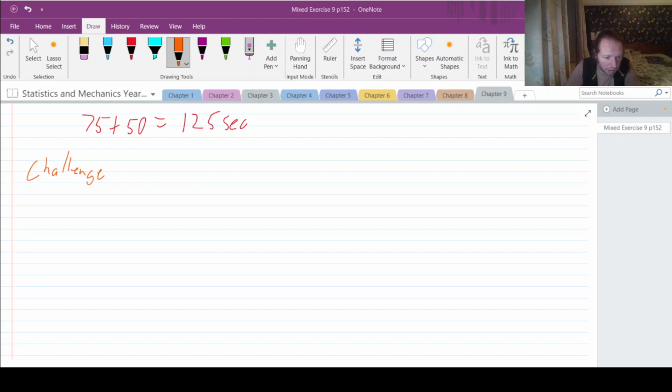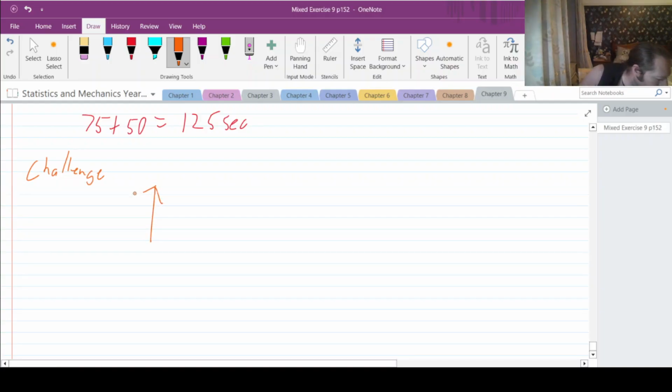Here we are at the end of Statistics Mechanics Year 1, Chapter 9, looking at the challenge question on page 155. A ball is projected upwards with a speed of 10 meters a second from a point X, which is 50 meters above the ground.